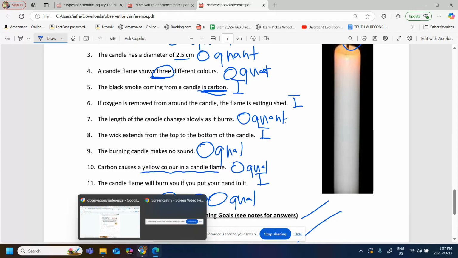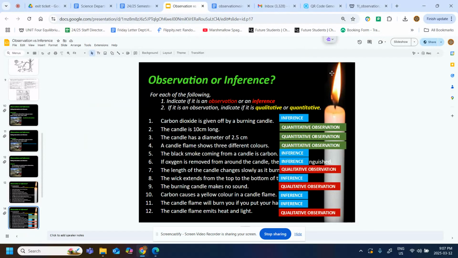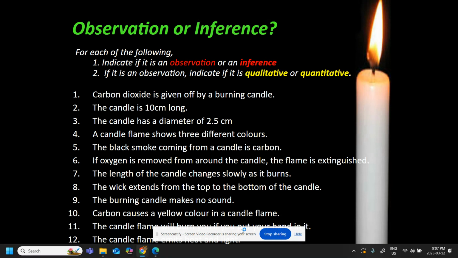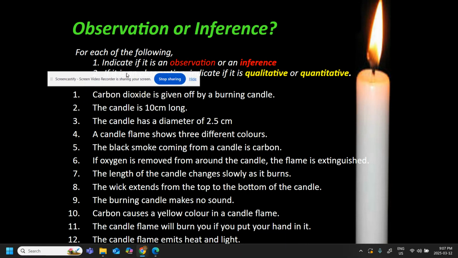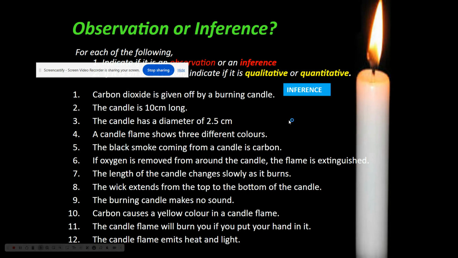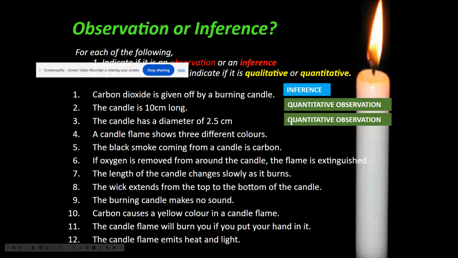So just to show you where you can find answers for that, if you're not sure, we've already taken it up. But if you go to the slide deck, you can try this out. Even though we've done it, there's nothing stopping you from retrying it. So you can take a look over here. Carbon dioxide is given off by a burning candle. Inference, right? So we did quantitative observation for the candles, 10 quantitative observation there too. Yep, looks like we're on the right track so far. Inference there. Inference as well.